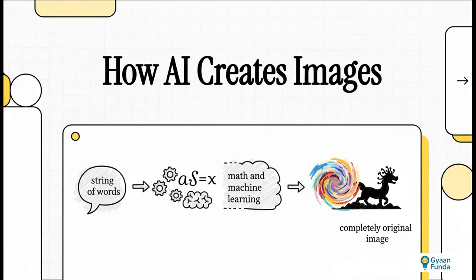Have you ever just stopped and wondered how an AI can take a few simple words and spin them into a stunning, totally new picture? It really does feel like magic, doesn't it? Well, it's not magic, but it is a pretty incredible process of math and machine learning. So let's pull back the curtain and see exactly how it's done.